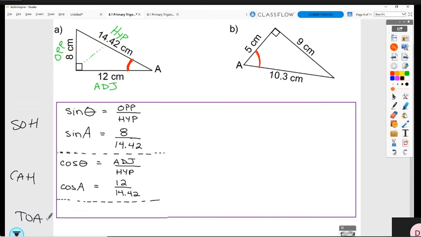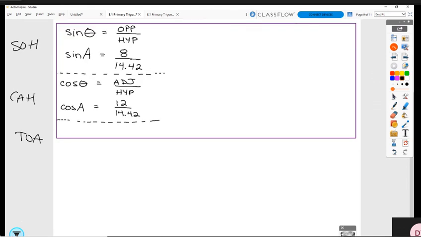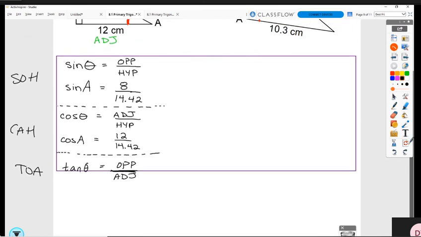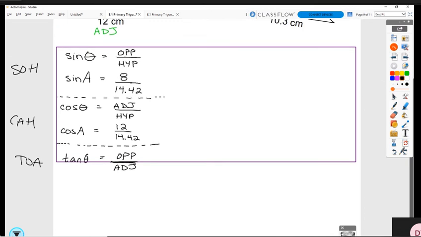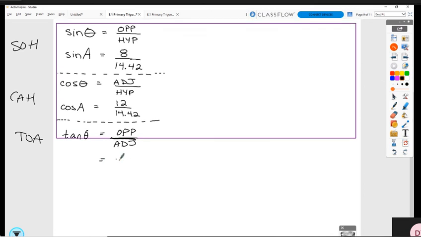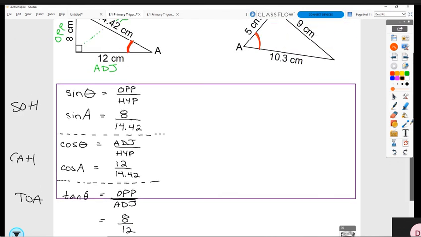The last trig ratio here is TOA. TOA really means tan theta equals opposite over adjacent. And we go up to our diagram. The opposite side is 8. The adjacent side is 12. So our fraction should be 8 over 12. Opposite over adjacent, lovely.